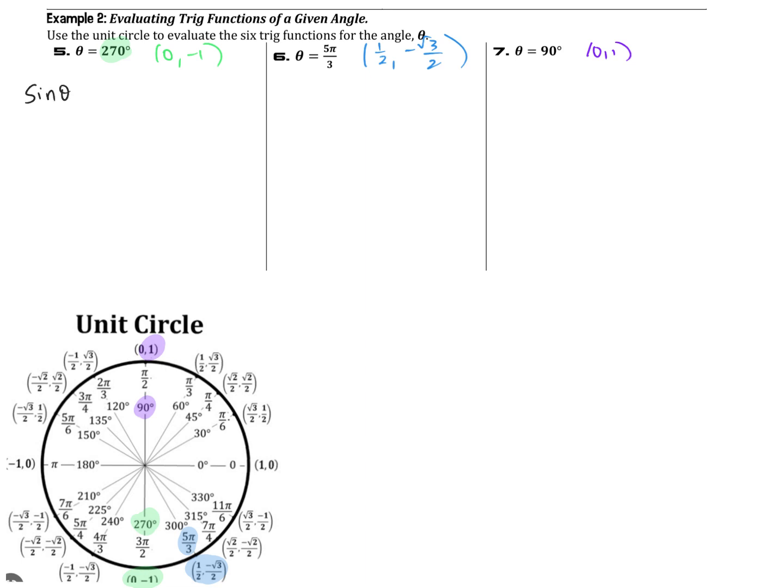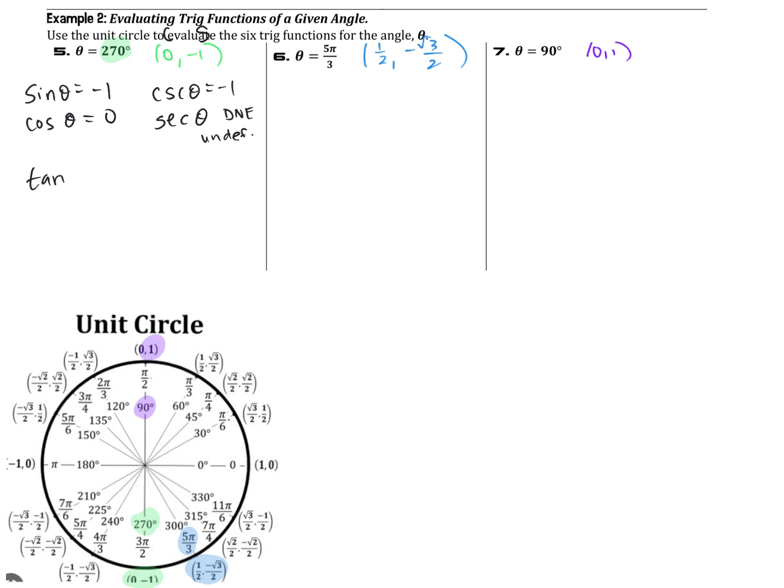So sine, remember this is alphabetical order, cosine, comma, sine. So sine of 270 degrees is -1. If I reciprocate -1, I still just have -1. Cosine is going to be the x-coordinate, which is 0. If I try to reciprocate 0, I can't do that. So for secant, you can just write secant DNE, does not exist, or you can write undefined.